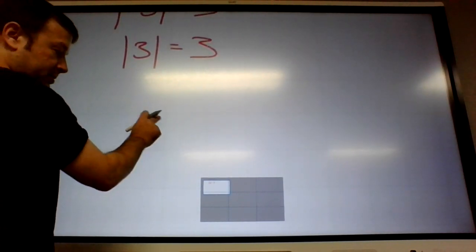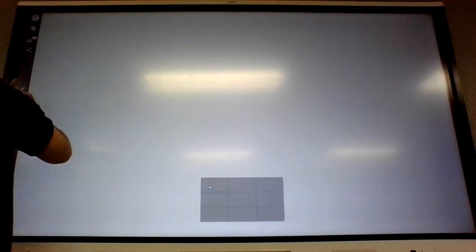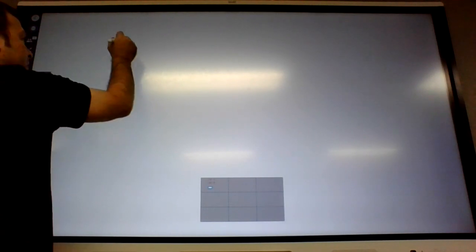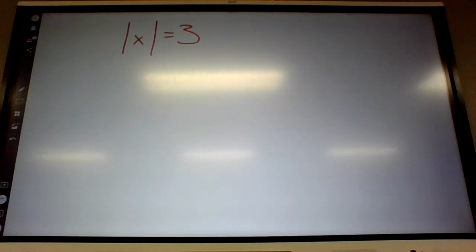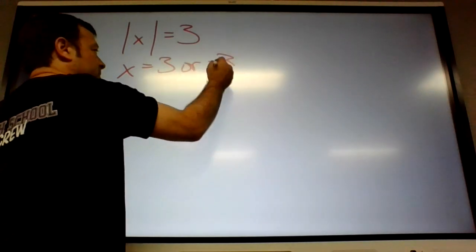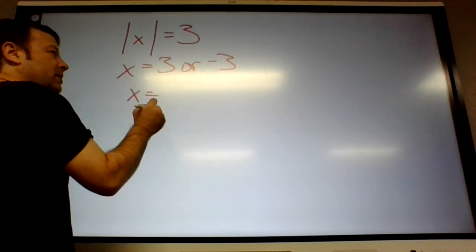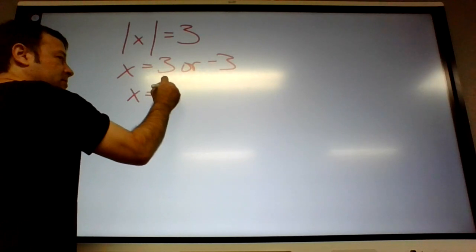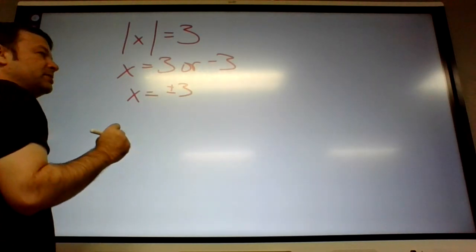Here's the thing though. Oh, forgot to zoom in. We're doing absolute value of x equals 3. So if the absolute value of x equals 3, what could x be? 3, or negative 3. You guys know a quicker way to write that? Plus or minus 3.